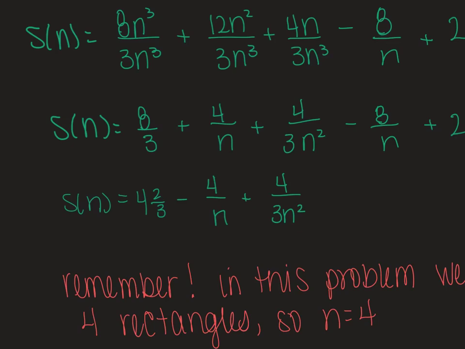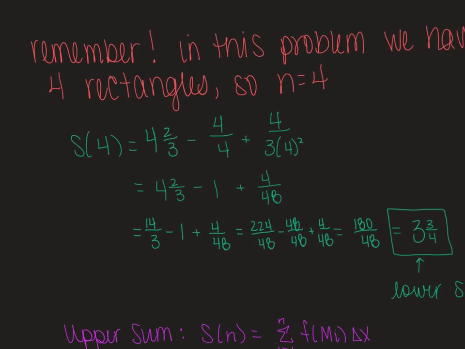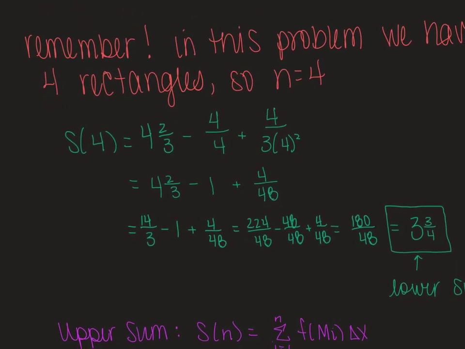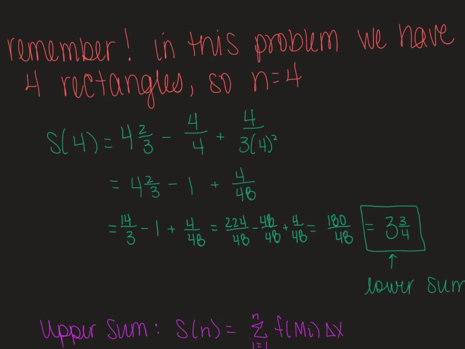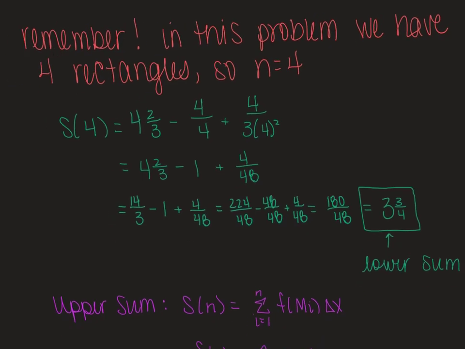And now we're going to plug in 4 for n. If you remember, that was the amount of rectangles that my problem had. So I'm going to plug in 4. This one had a lot of fractions, which is fine. Fractions aren't a bad thing. And I ended up with 3 3/4 as my lower sum. So that means that my area is going to be between this value and whatever value I find when I get my upper sum. So now let's do our upper sum.